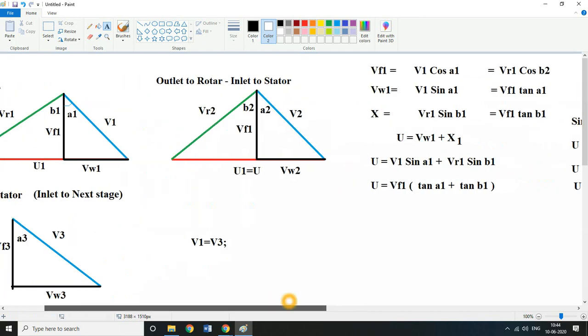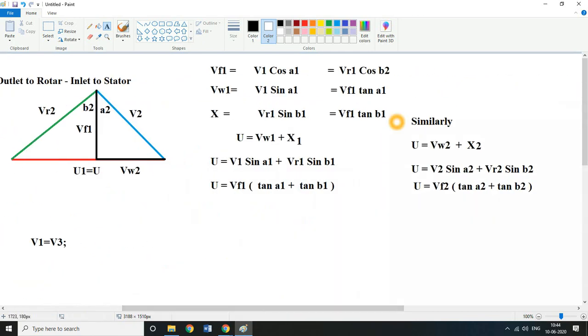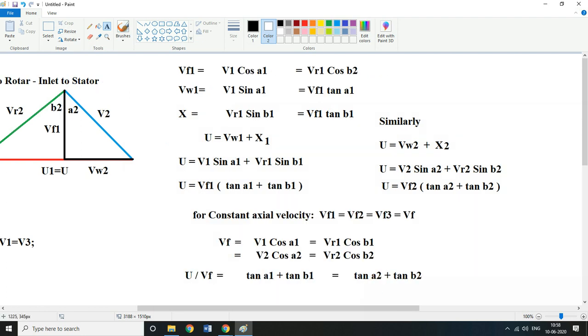So with all similar conclusions, if you try to draw out conclusions for the second triangle, you'll also get U2 is equal to X2 plus VW2, and then similarly finally you'll get U is equal to VF2, I've written 1 here, let's correct it, VF2 into tan alpha 2 plus tan beta 2. So that is the important conclusion that you'll draw out from this. So you can see V and VF1 and tan alpha 1 and tan beta 2, and V and VF2 and tan alpha 2 and tan beta 2.